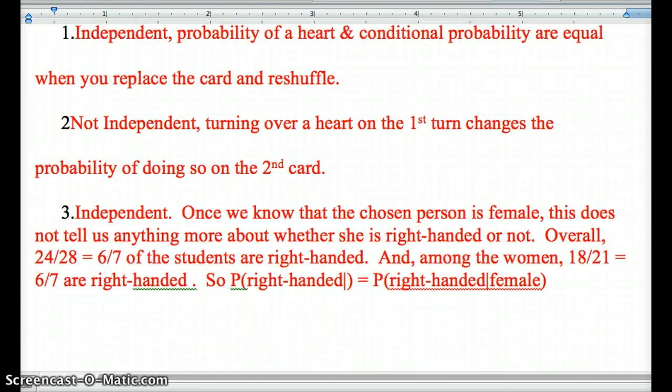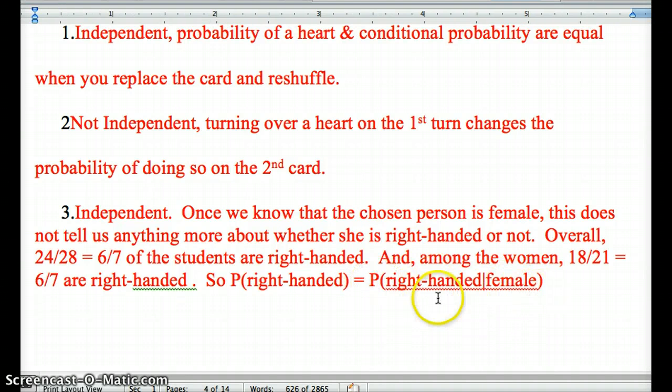Pause here. You should have gotten independent. Once we know that the chosen person is female, this does not tell us anything more about whether she is right-handed or not. Overall, 24 out of 28, 6 out of the 7 students are right-handed. And among the women, 18 out of 21, which is 6 out of 7, are right-handed. So the probability of being right-handed and the probability of being right-handed given that you're female are equal. So those 2 events are independent.